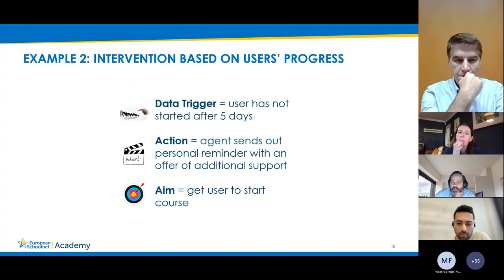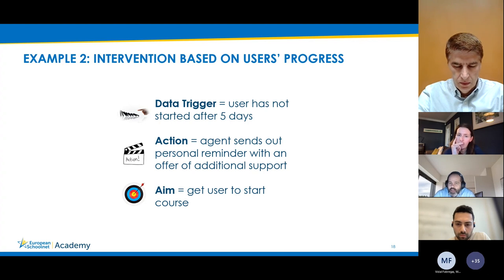Another example, based on users' progress: the data trigger here was that the user hadn't started the course, even 5 days after the course had launched. The action was that the support agent sends out an email with a personal reminder and an offer of additional support. So just saying, okay, look, we've noticed you haven't started the course yet. If you're not sure, if you lack confidence in it, then I'm here to support you, and here are some additional support resources. Here, the aim was to get the user to even engage with the course. So before getting them to complete it, we first need to get them to start. And that can be a big problem, as we know from our experience.